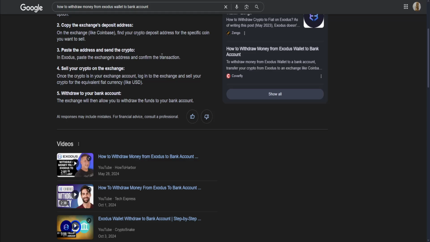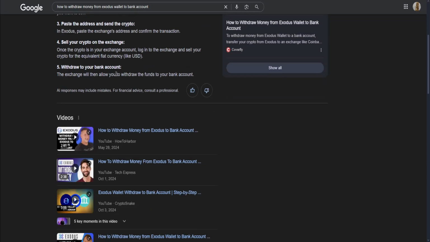On the exchange like Coinbase, find your crypto deposit address for the specific coin you want to sell. And then paste the address and send the crypto. In Exodus, paste the exchange address and confirm the transaction. And then sell your crypto on the exchange.